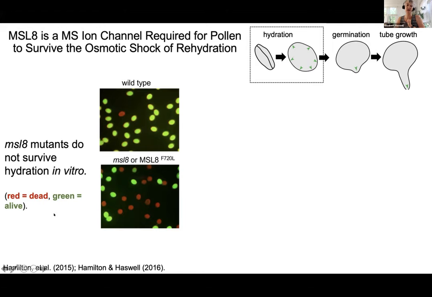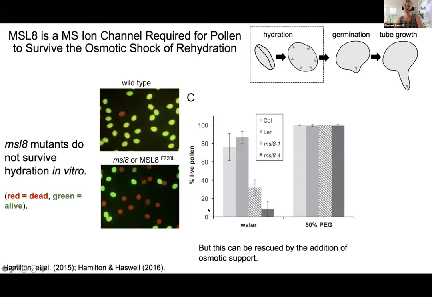We use this dual staining approach. And wild type pollen grains are just fine. And MSL8 mutant or pore blocked lines are not. They're mostly dead. We did many, many controls, but one thing to know is that we can actually prevent that death if we hydrate them more slowly in a solution that contains PEG, instead of in water. This suggests that what we're looking at is actually an osmotic response, or an inability to respond to the osmotic shock of water.